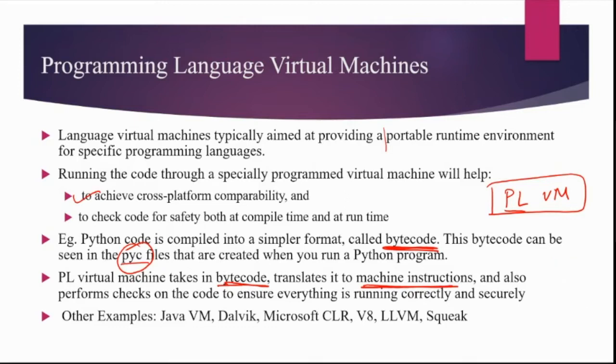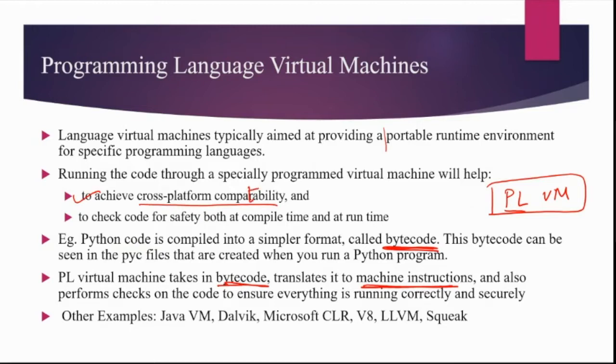Let's take an example of Python code. Python code is compiled into a simpler format called bytecode. This bytecode is stored in .pyc files, Python compiled files. Whenever you execute the program, the programming language specific virtual machine takes the bytecode and translates it into machine instructions. In that sense it provides cross platform compatibility.